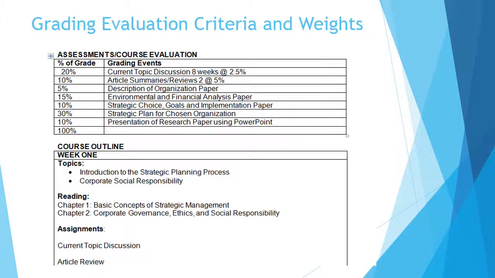There's a description of organization paper coming up that's worth 5%, an environmental and financial analysis paper that's worth 15%, a strategic choice goals and implementation paper which is worth 10%, and then the biggie is a strategic plan for the chosen organization. That's going to be 30%, and then you'll be turning in a PowerPoint presentation for 10%. All totaled up, that would be 100%.